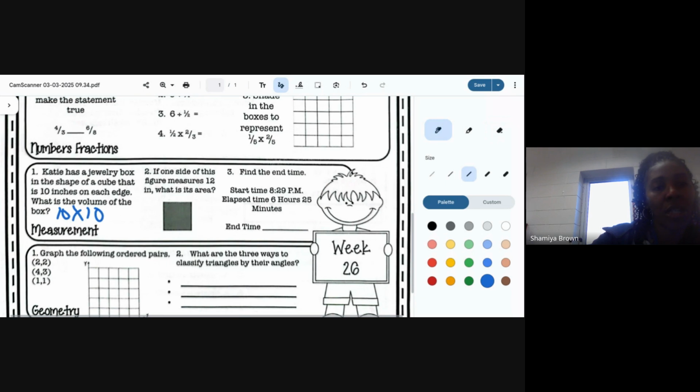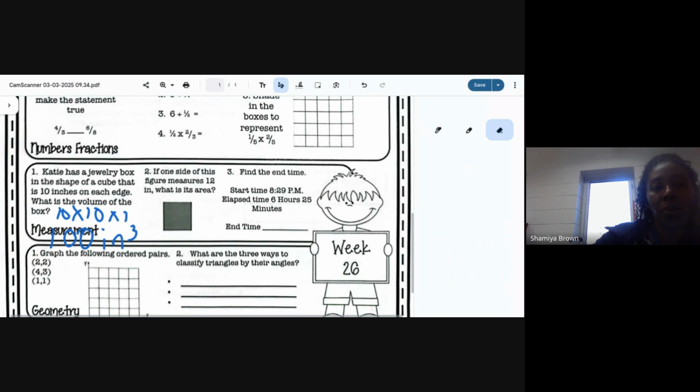Just on the edges. So that's the bottom. So I would think that is one dimension. So, I think it's only one high because it just says 10 on the edges, I would think. Or would it be 10 times 10 times 10? I think it's just going to be 100 inches cubed, but it just says it's 10 inches on each edge. So I think it's just, yeah.